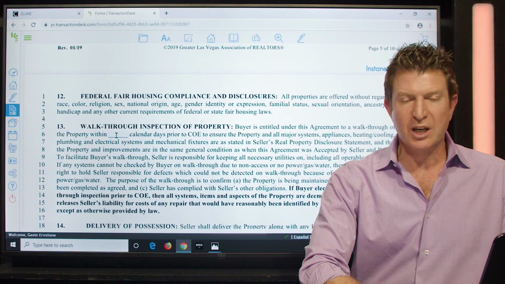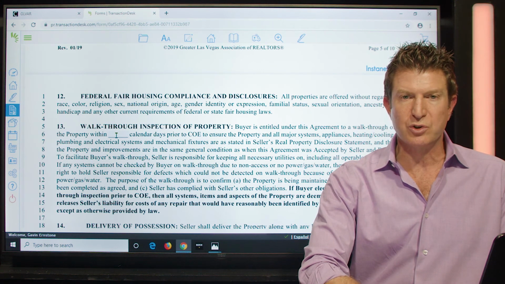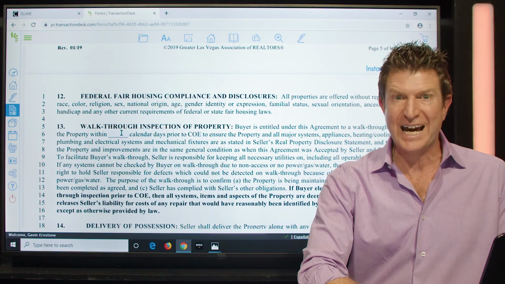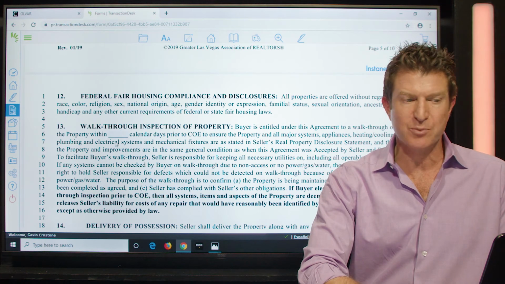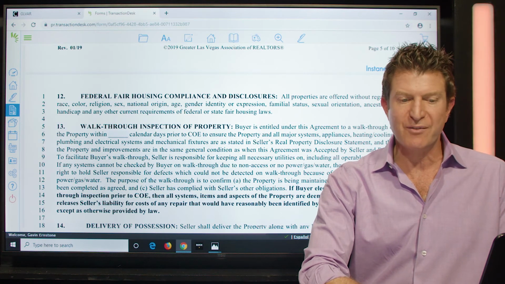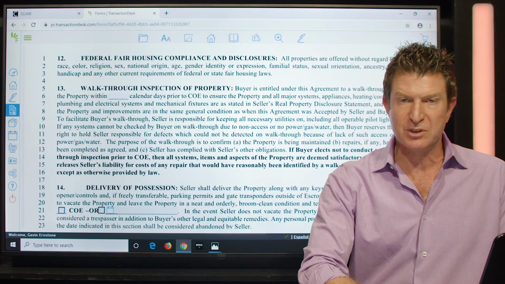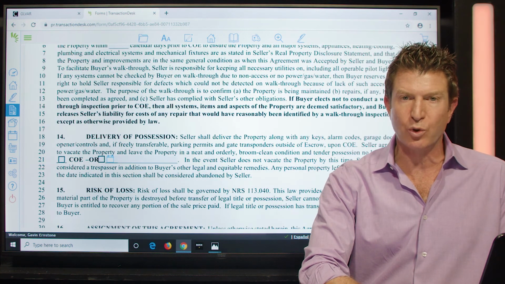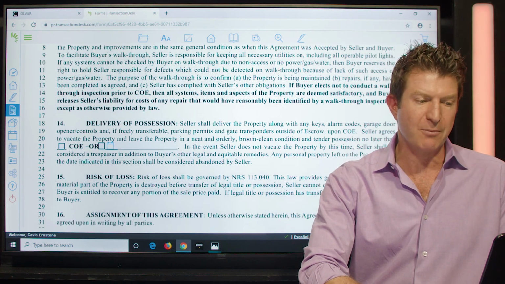The number that you put in here is when you should be doing the walkthrough. So if you're doing a walkthrough day before, put 1 calendar day before. If you're doing it 3 days before, put 3 in there. Don't leave it blank. It is important to let the seller know when you plan on doing the walkthrough, which is when they need to be out by.